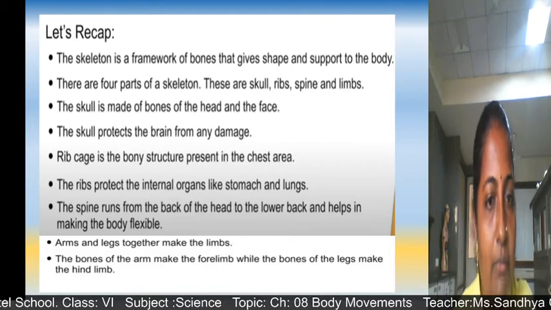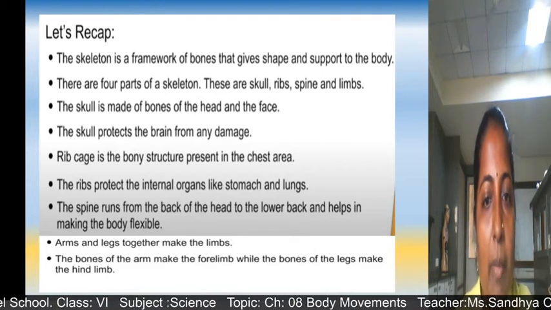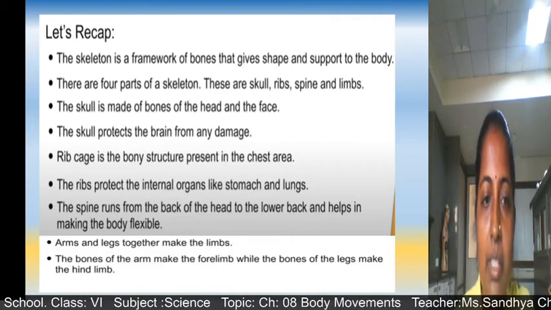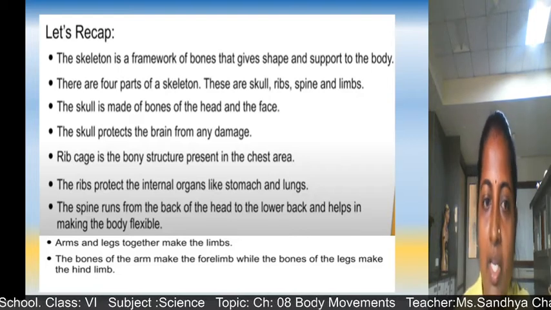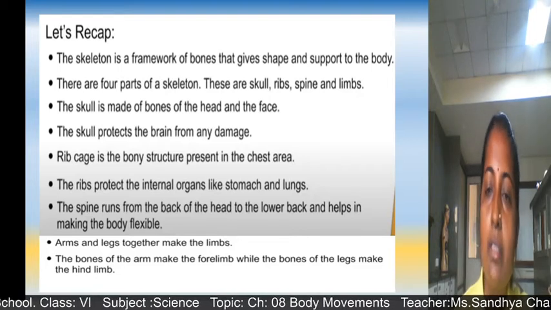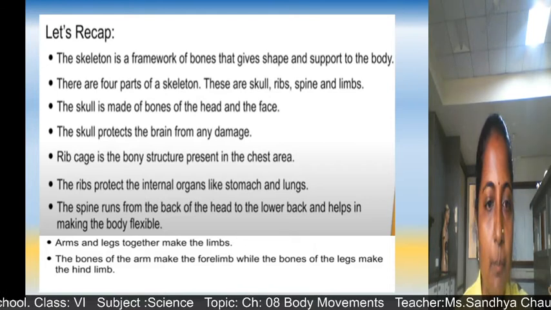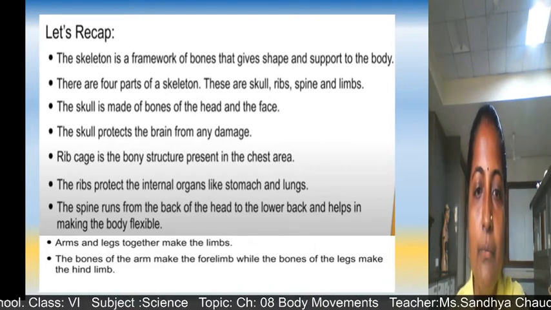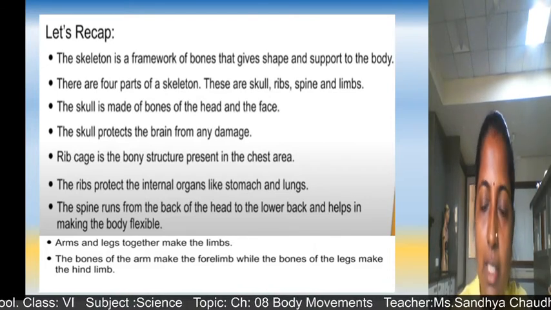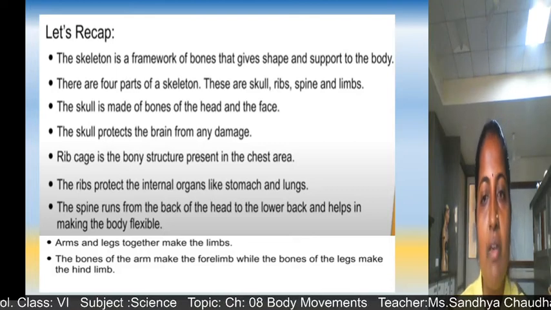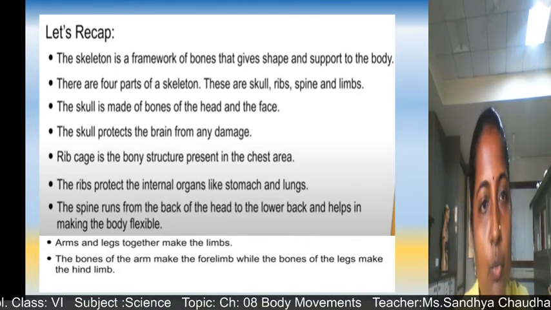The spine runs from the back of the head to the lower back and helps in making the body flexible. Arms and legs together make the limbs. The bones of the arm make the forelimbs, while the bones of the legs make the hind limbs. So today we have seen about the skeletal system in the human being.